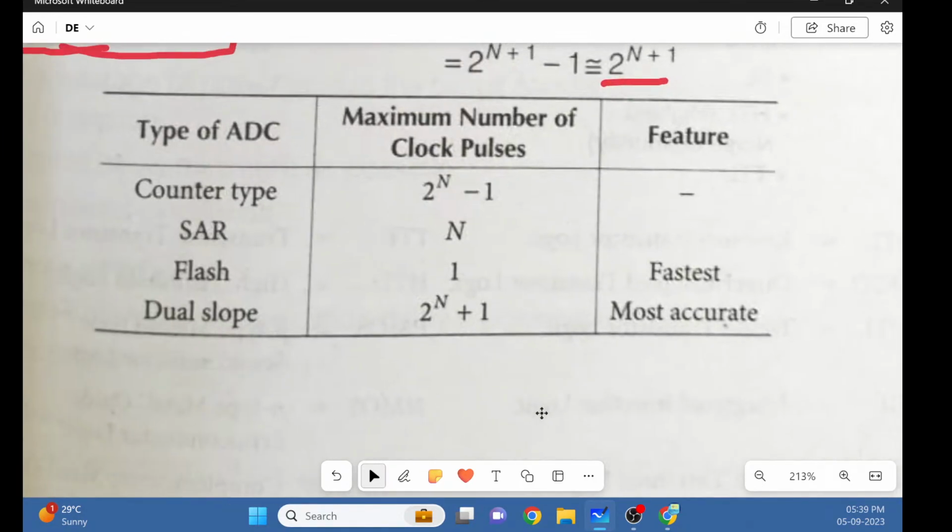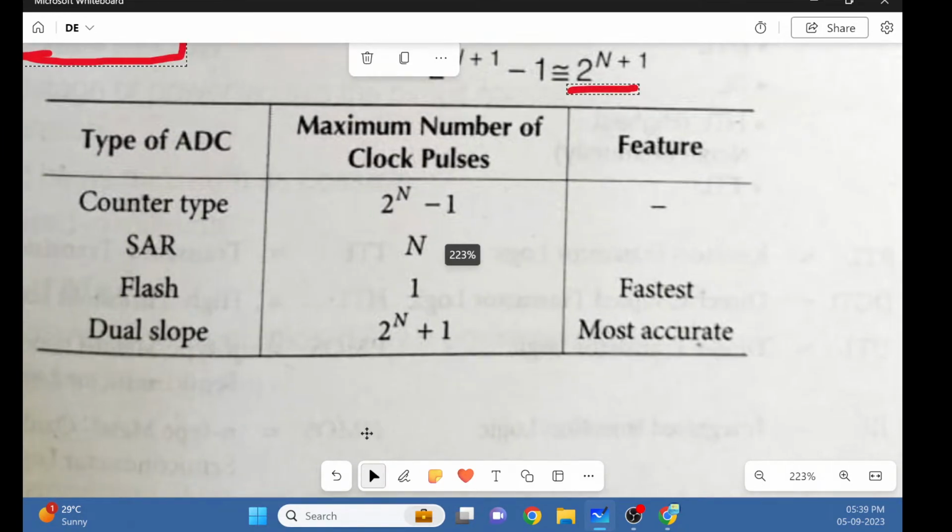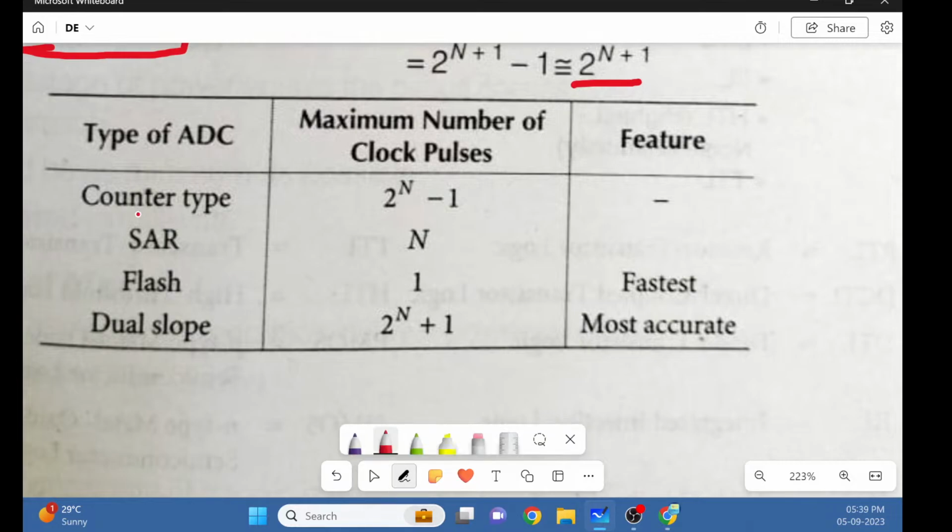Now see, this is just a simple table which is telling us the different types of ADC that we covered. The first one is a counter type. Then we saw the second one, SAR, that is nothing but successive approximation type. Then we have the flash type ADC, flash converter, and then the last one, that is dual slope.